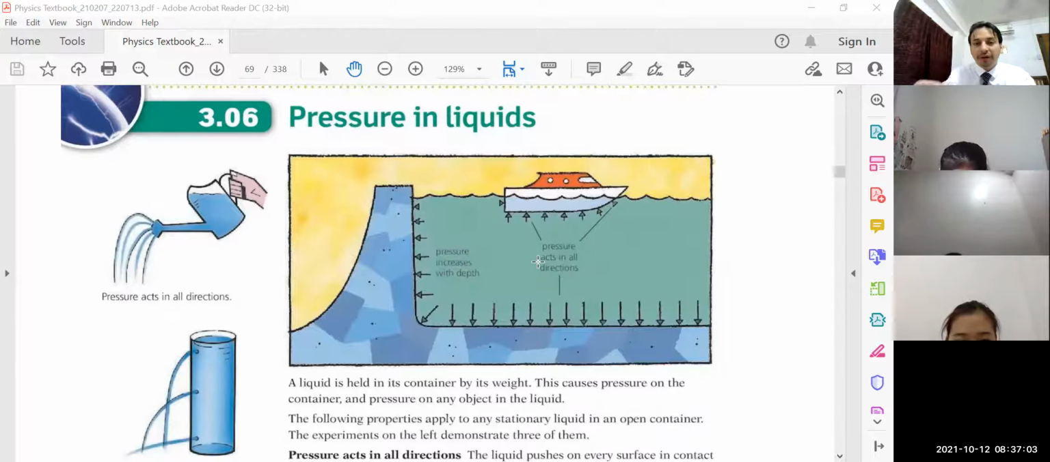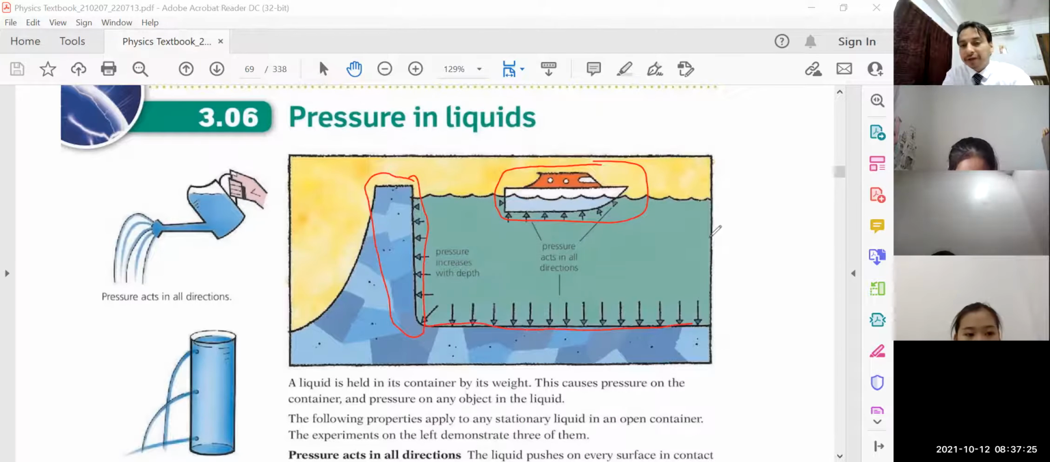Now here, look at this picture, children. In this image, we have a ship, a boat in water, in a river. And then you can see, due to the weight of this ship, pressure acts on these walls, here on the ground, and pressure will act everywhere actually. So the pressure is acting on these walls, on the bottom, even on the right hand side also. Pressure acts equally in all directions, everywhere.